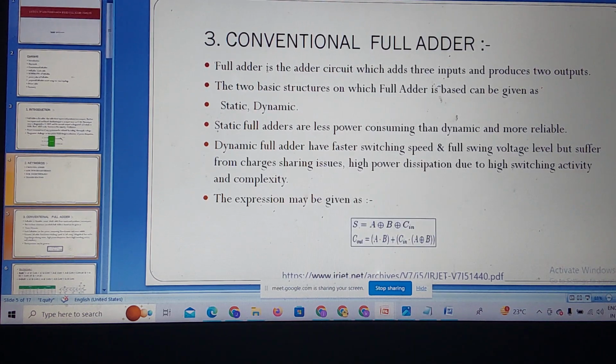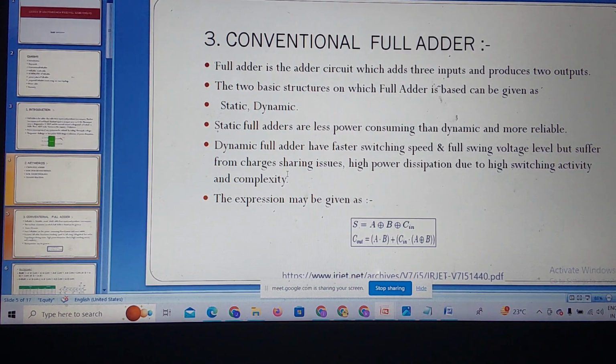The fourth PPT is the conventional full adder. We use two types of full adder, static and dynamic. The static full adder consumes less power than the dynamic, because the static full adder does not have such a large number of gates, so it uses less power. The dynamic full adder requires much more power to run the operation, but it is more reliable. It also has a faster switching speed, so it is much more used in industry.